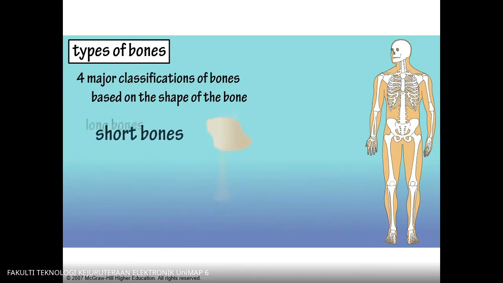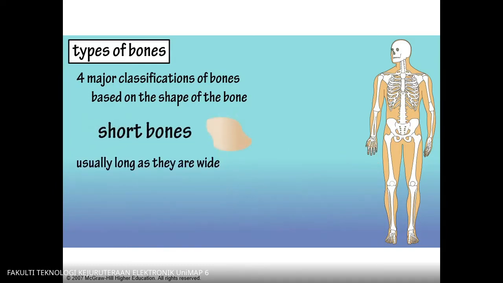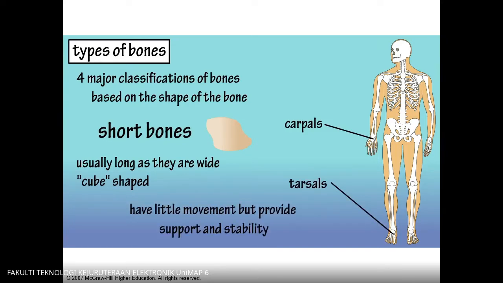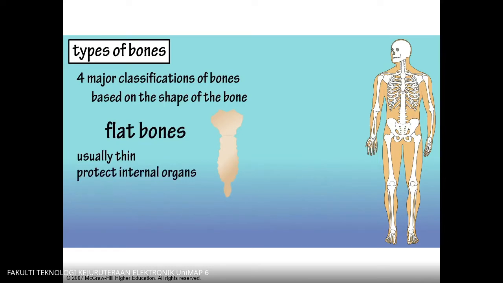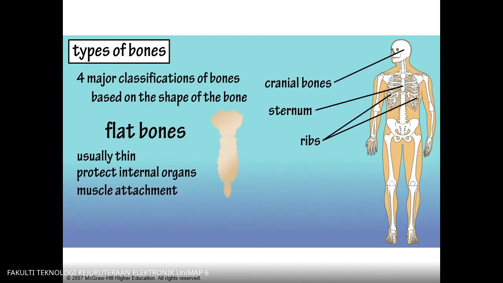Short bones are usually as long as they are wide, and they are often described as being cube-shaped. Examples of short bones are the carpals in the wrist, or the tarsal bones located in the ankle region. Short bones have little to no movement, and they provide support and stability. Flat bones are usually thin and sometimes have a curved shape to them. Flat bones protect internal organs, such as the brain and heart, and many of them have broad surfaces for the attachment of muscles. Some examples of flat bones are the cranial bones in the skull, the sternum, and the ribs.